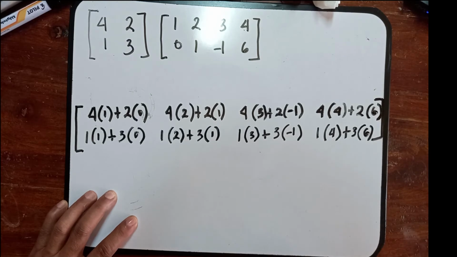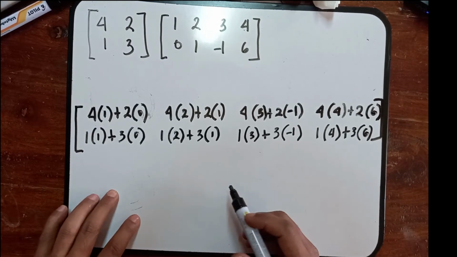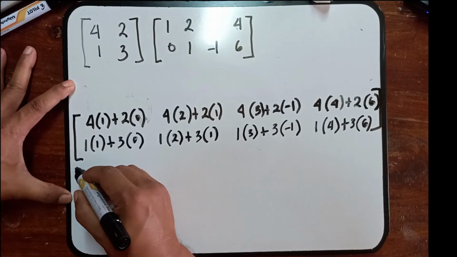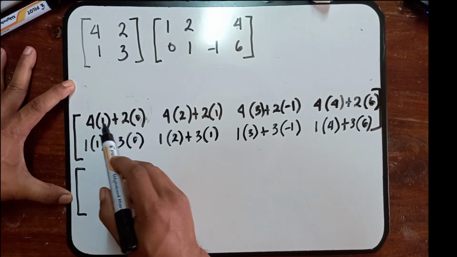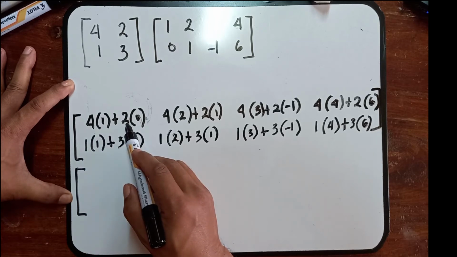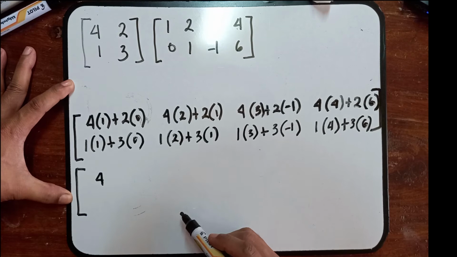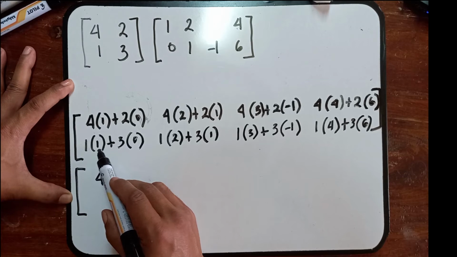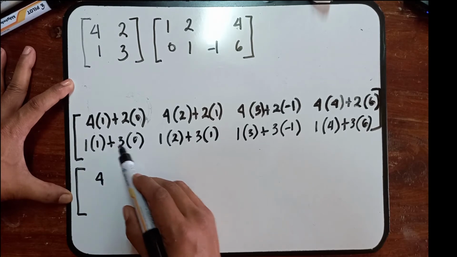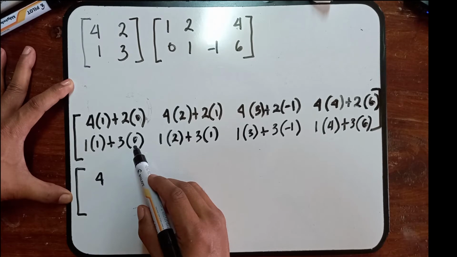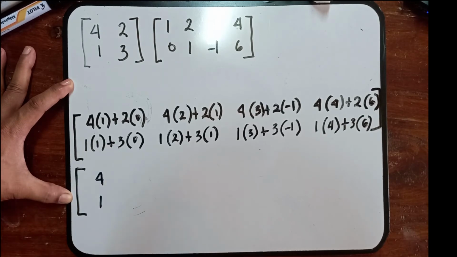So there you go. Now, after doing this, let's simplify each element of this matrix. Okay, so let's do that. Let me write here a brace, and then 4 times 1, that is 4, plus 2 times 0, that is 0. So what will remain here is just 4. Okay, and then 1 times 1, that is 1, plus 3 times 0, that is 0. So what will remain here is just 1.